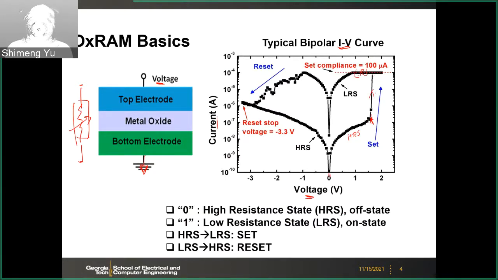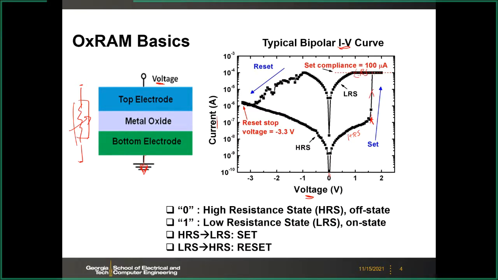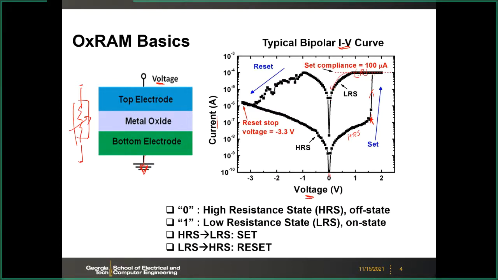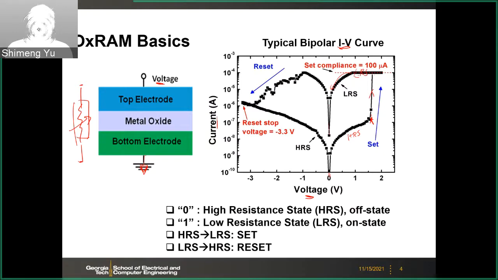So the switching happened at this voltage. And then after that, typically we need to apply a set compliance current to limit the maximum current that flows through the device. And this is enforced either by equipment or by the series transistor. And then we sweep back, then the device is kept at the LRS, even when the voltage returns to 0.